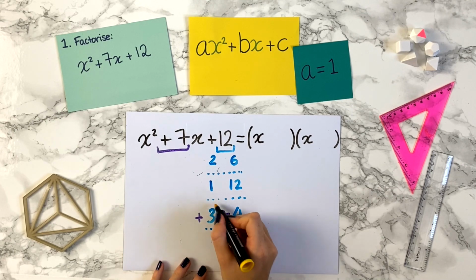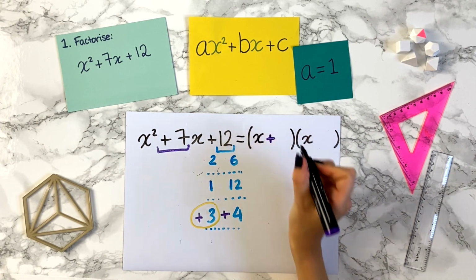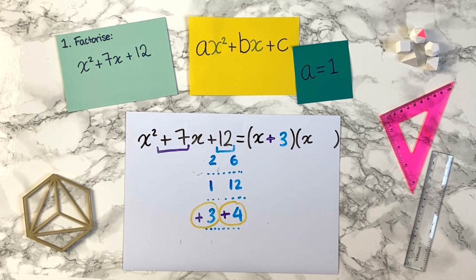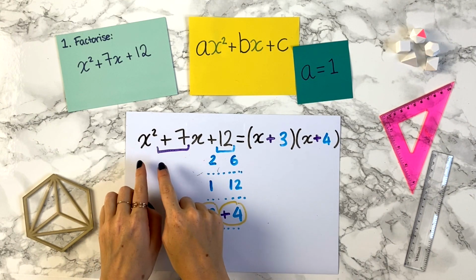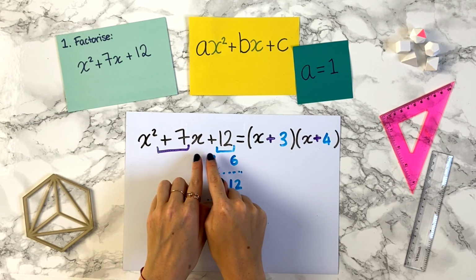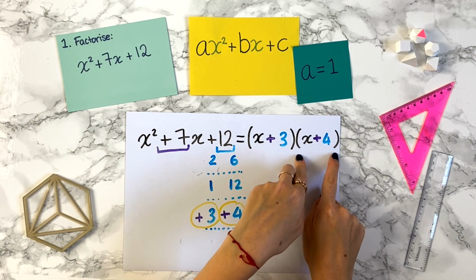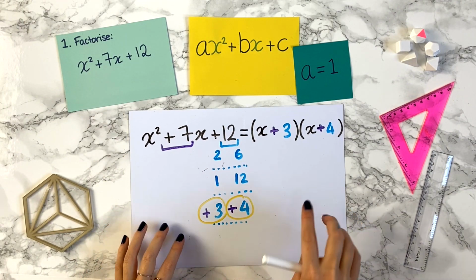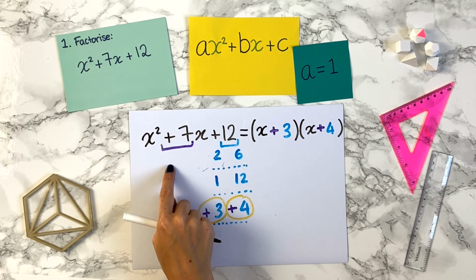And now what we do is write this first term here, this plus 3, in the bracket here. So in here, we have a plus 3, and then we write this second term here in the second bracket. So in here we have plus 4. So the answer is the factorised expression of x squared plus 7x plus 12 is x plus 3 in brackets times x plus 4 in brackets. And what we've done is we've just rewritten this in brackets so we can check that we've got the right answer by expanding this so we get this again.